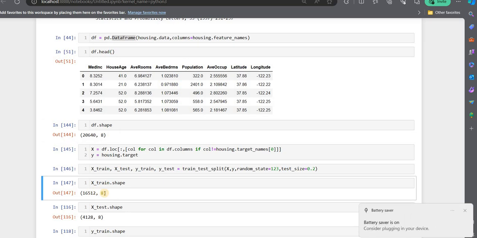One second, let me plug in the charger. Just give me a minute.